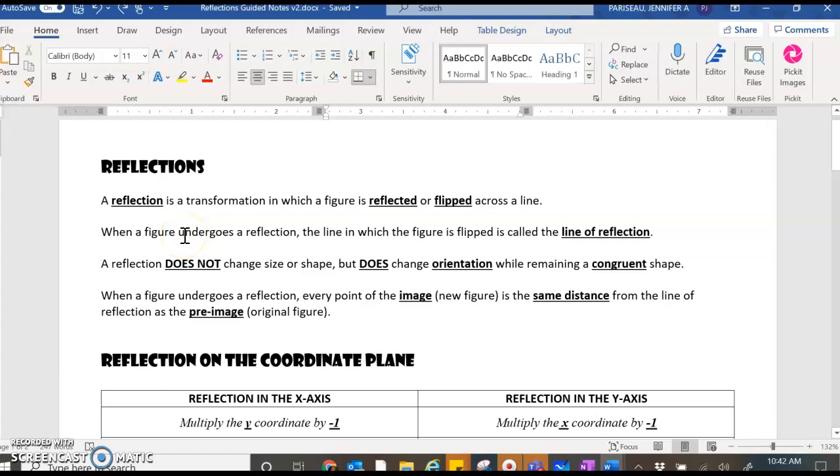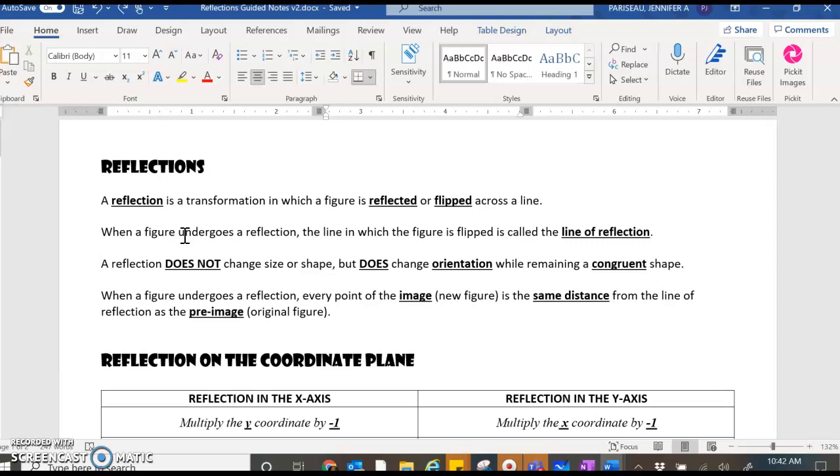A reflection is a transformation in which a figure is reflected or flipped across a line. And you can really flip it over any type of line. It can be a diagonal line, vertical, or horizontal. Our focus is going to be reflecting over vertical and horizontal lines, and also the x and the y axis. When a figure undergoes a reflection, the line in which the figure is flipped is called the line of reflection. Okay, so the line of reflection is what you are flipping it over.